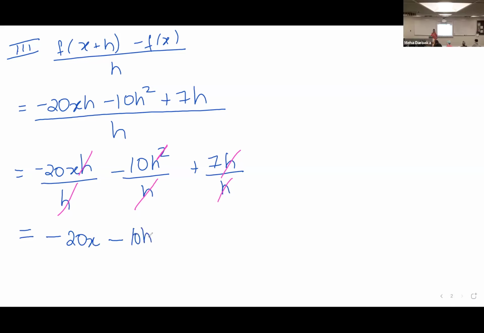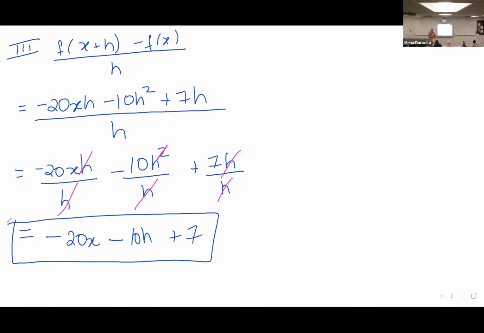Minus 10h. And you will see when I cancel that middle term, I'm canceling out the square, not the h, because I don't want us to get confused that the h canceled out. Because remember, only one of those h's cancels out. So you have negative 10h left behind. So please be careful about that. Plus 7. This is going to be your final answer.